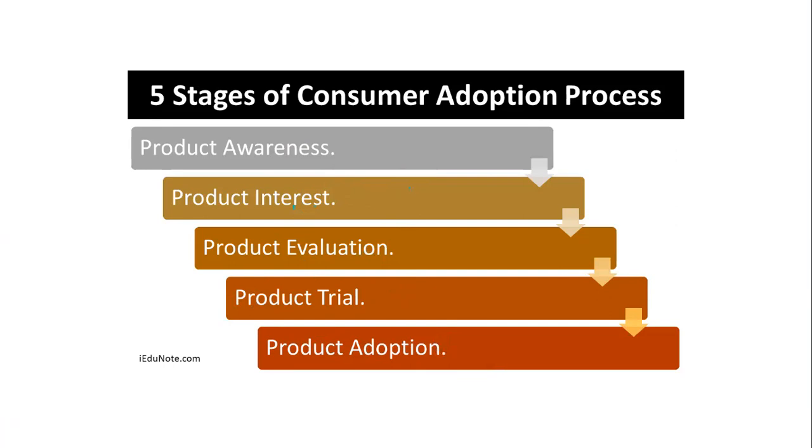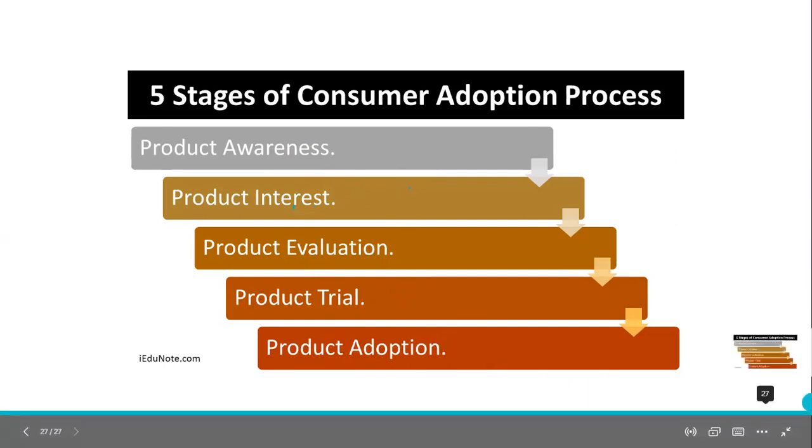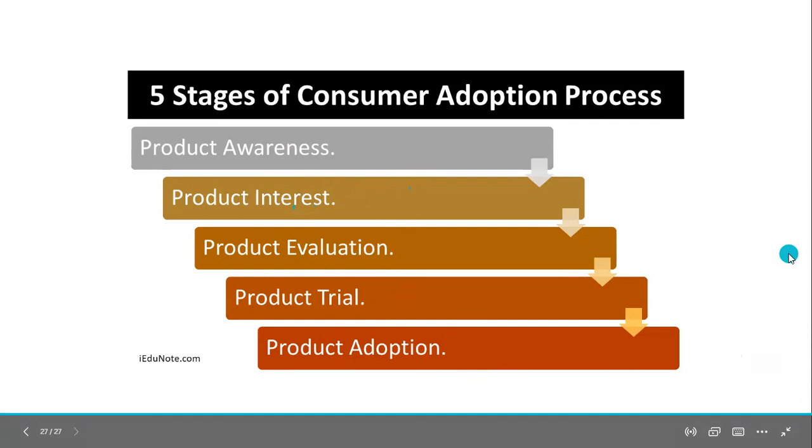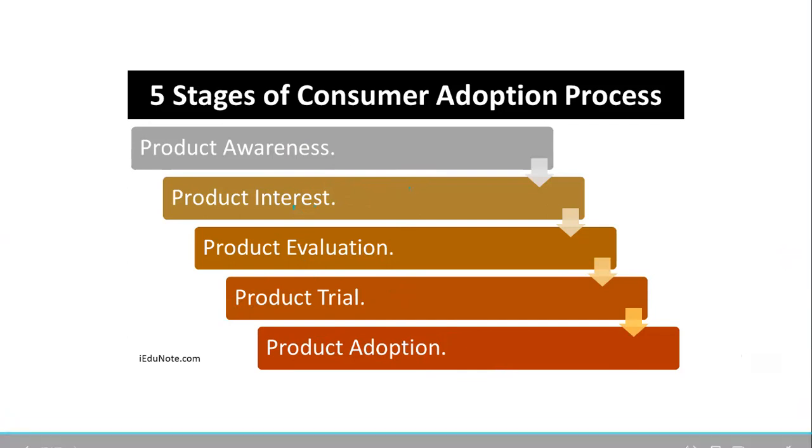So we have discussed product design, the design thinking process, the diffusion of innovation theory by Everett Rogers, and also the 5 stages of the consumer adoption process. Hope it is clear to all.